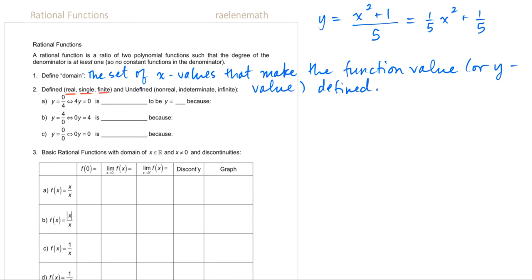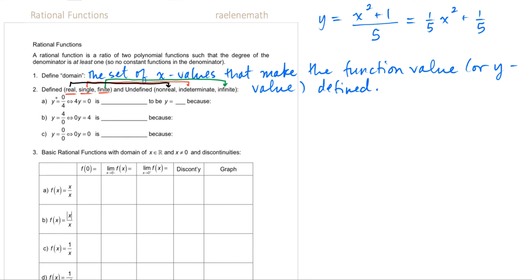An undefined or not defined value either fails to be real or fails to be single, and then we call that indeterminate, or fails to be a finite value, and we call that infinite, either positive infinity or negative infinity. And of course, to be not real, we call that non-real.